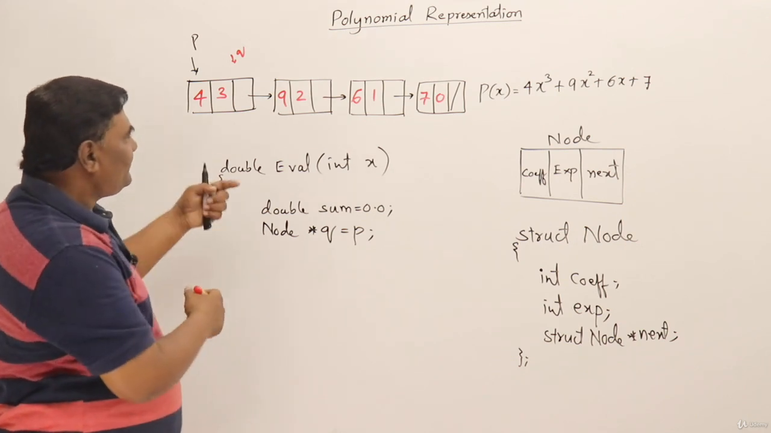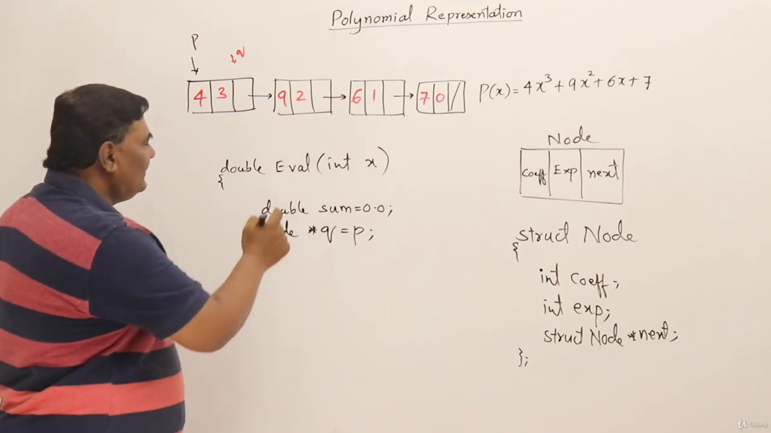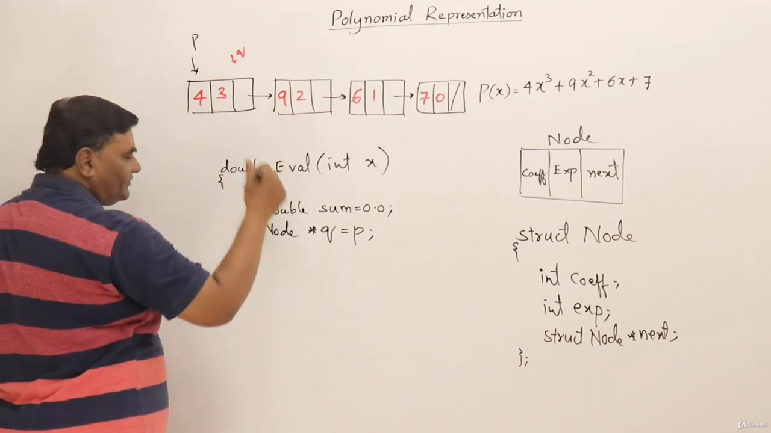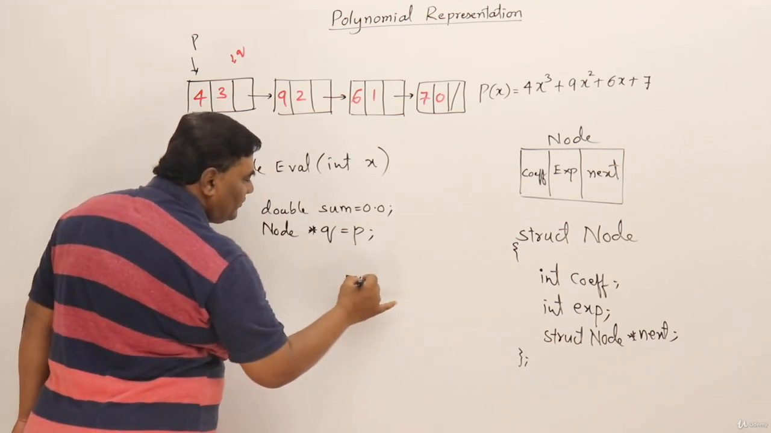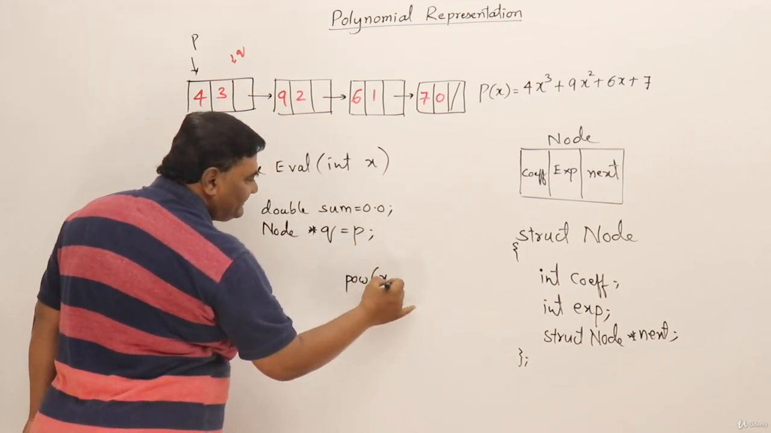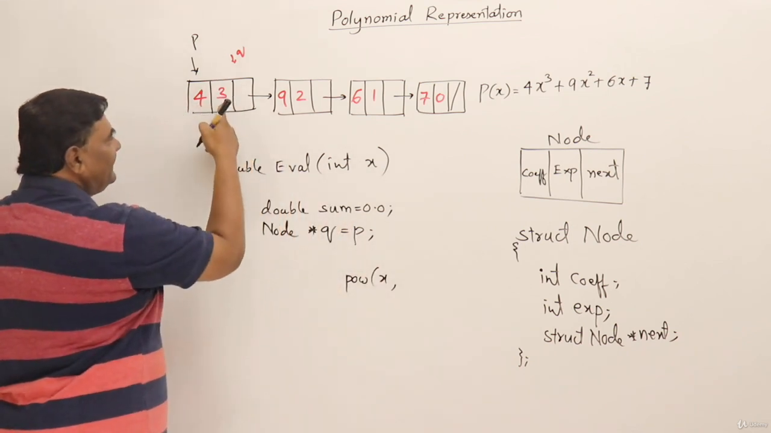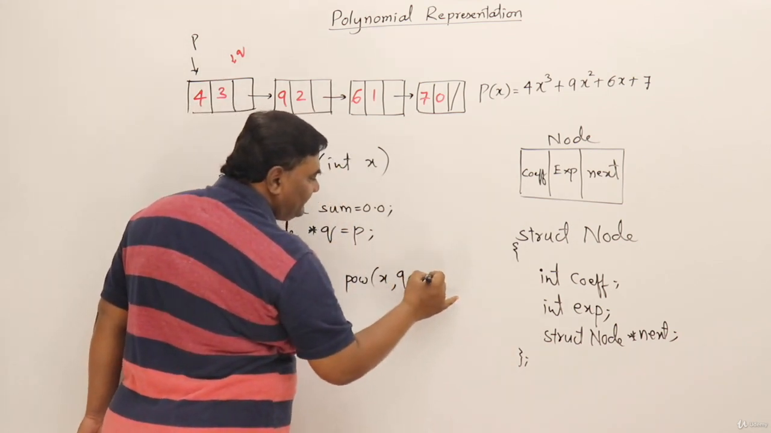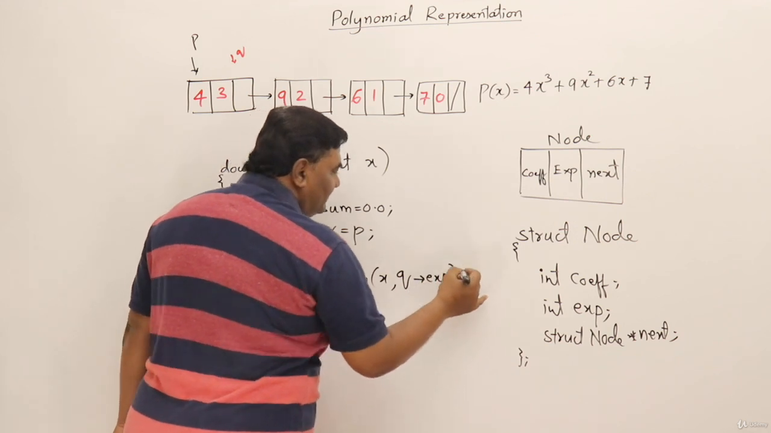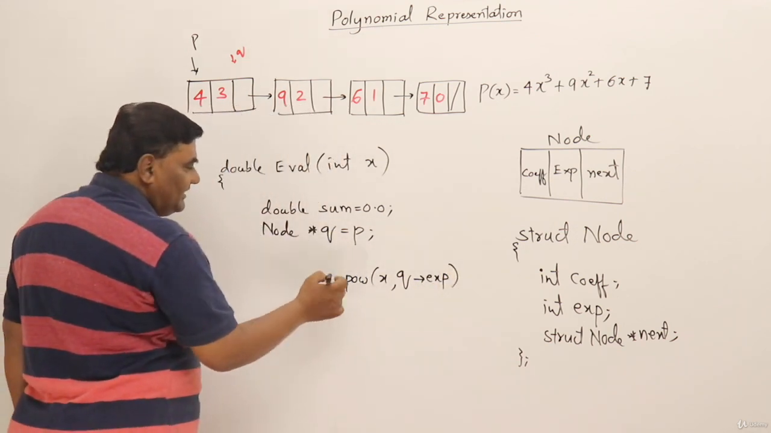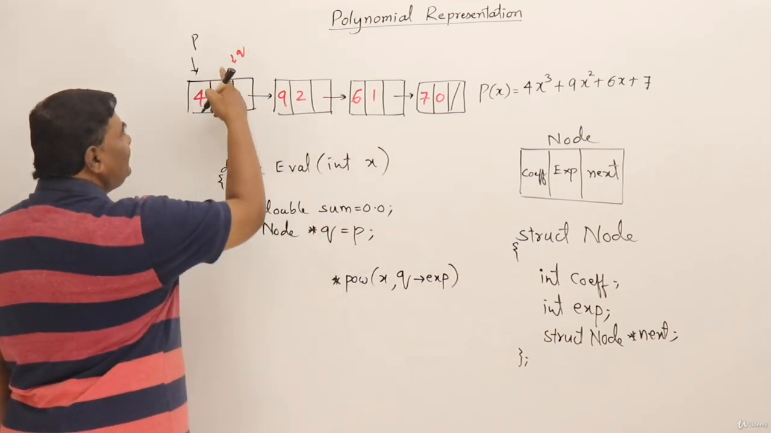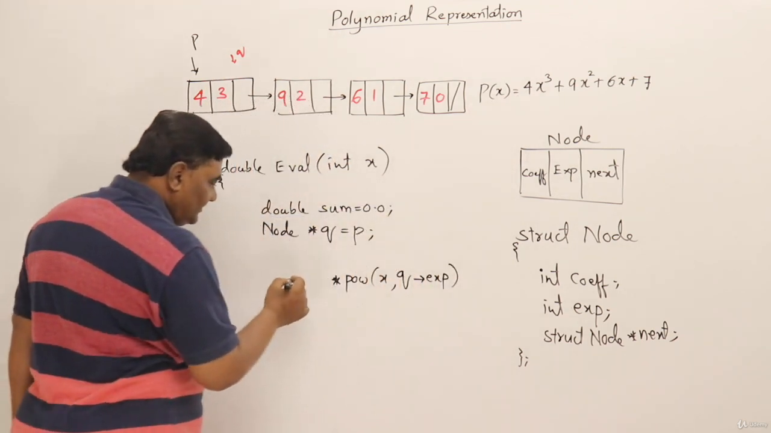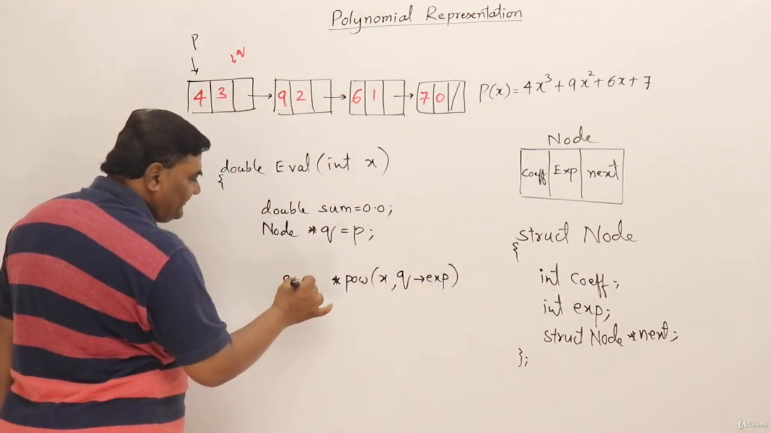So let us do this process. We know well that whatever the value of x, that should be raised to the power of this one. So find the power of x comma q's exponent, that is q arrow exponent. This will find the power. Then this should be multiplied with q's coefficient, that is q arrow coefficient.